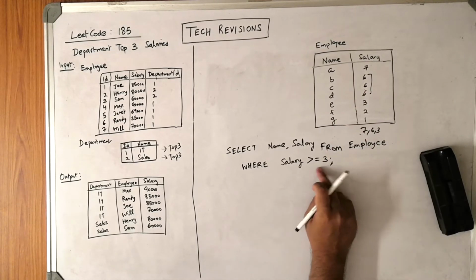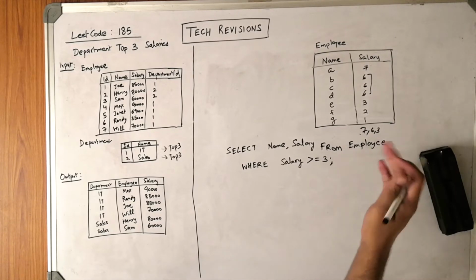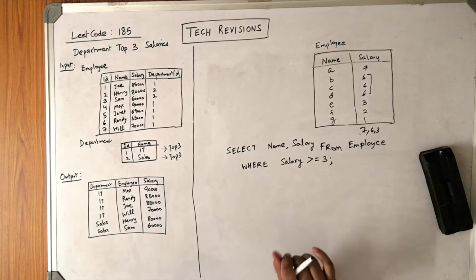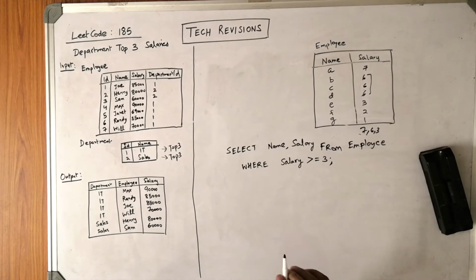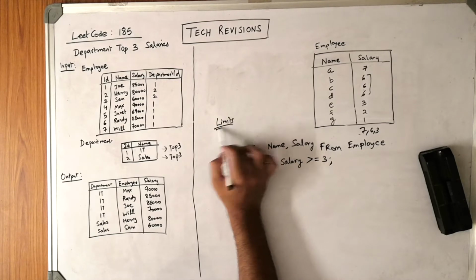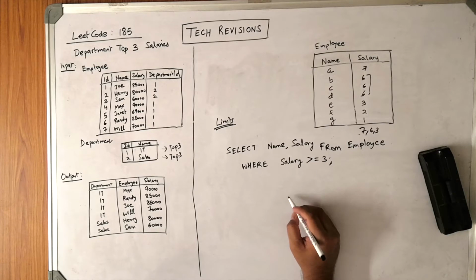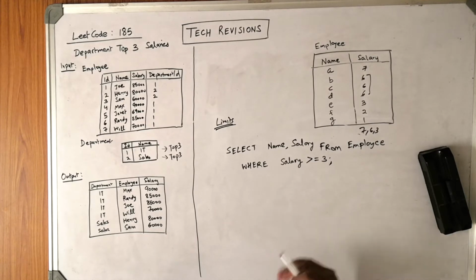Now the question is, how do we get 3? Because this is static data, and we would like to actually fetch it from there. So how do we get this 3? Because we're trying to solve this problem using limits, I'm just going to go with the limit solution. So let me first do this. Let's just get the list of top 3 salaries first.